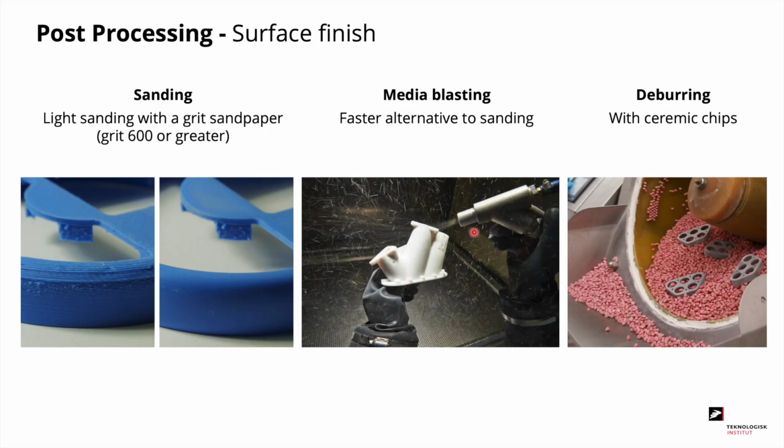You can also media blast. Here is an example of glass blasting the part. And finally you have deburring, where you use ceramic chips to smoothen the surface. You should be aware that extensive post-processing can affect the tolerances of the part.